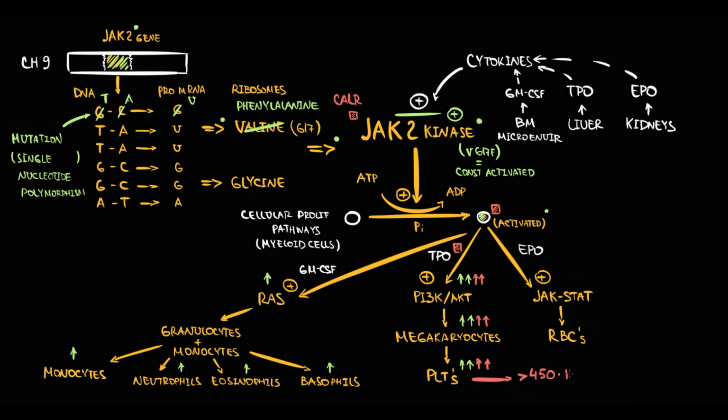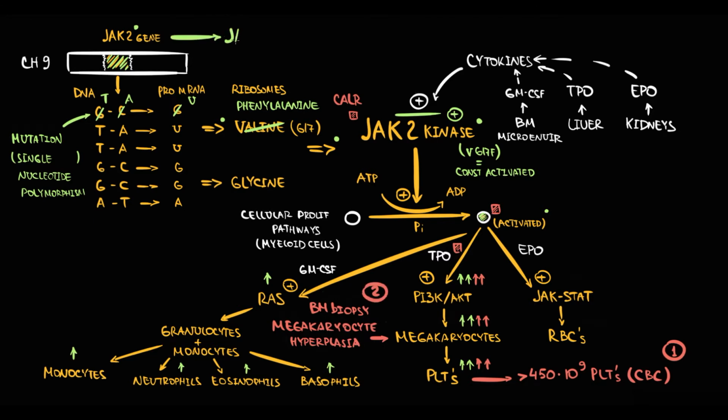And the presence of more than 450 platelets in peripheral blood, hyperplasia of megakaryocytes inside the bone marrow, and the presence of JAK2 kinase mutation in combination with calreticulin mutation or MPL mutation are the major criteria of essential thrombocythemia.